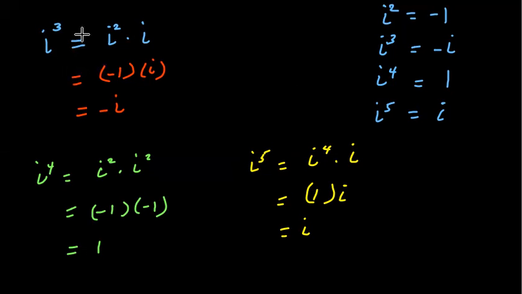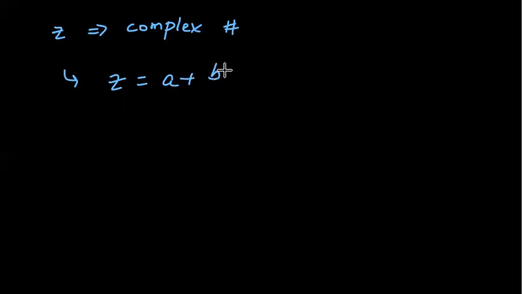So what's all of this about? Well, Z, which is your complex number, is given like this. Z is equal to a plus bi, where a is real and bi is imaginary.